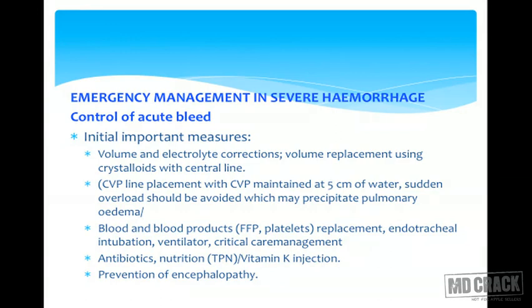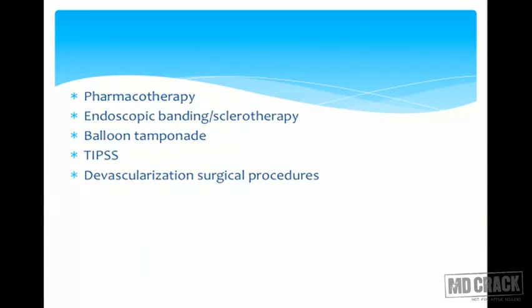Initial important measures are volume and electrolyte correction, central line placement and maintenance of central venous pressure, and blood and blood product supplementation. Antibiotics should be given, and encephalopathy is prevented by various measures. We have pharmacotherapy, endoscopic banding and sclerotherapy, balloon tamponade and intrahepatic shunt, along with emergency devascularization surgical procedures. So we'll see how you prevent or manage an acute bleed in cases of variceal hematemesis.